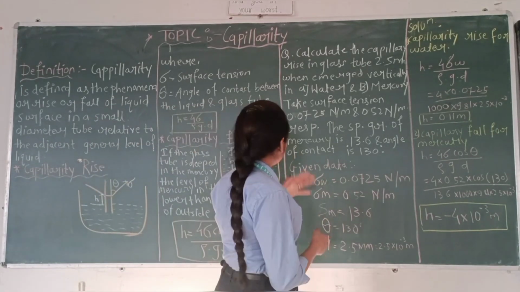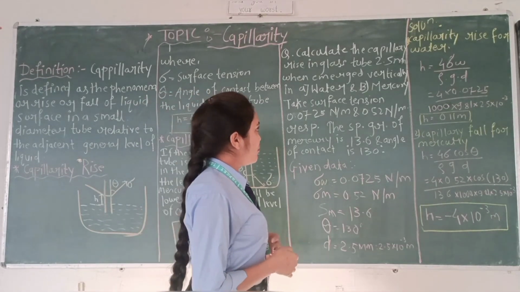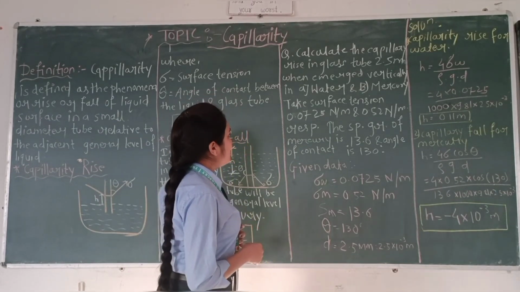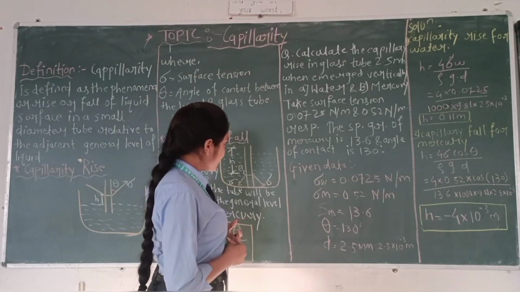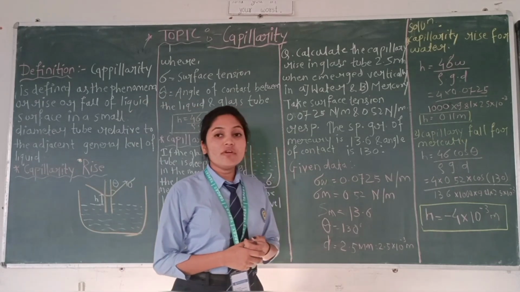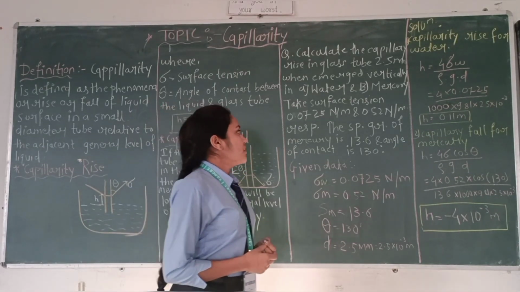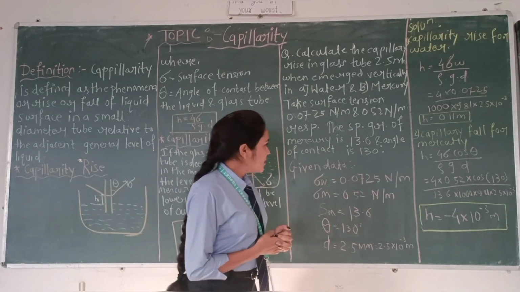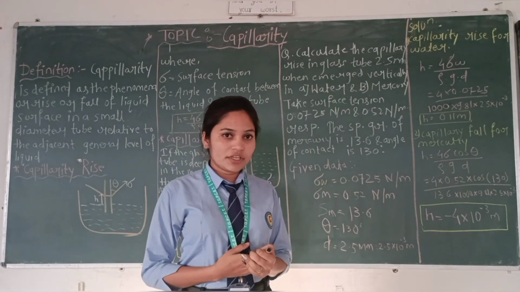So let's start the numerical. Calculate the capillarity rise in a glass tube of 2.5 mm diameter when immersed vertically in water and mercury, taking surface tension as 0.0725 newtons per meter and 0.52 newtons per meter respectively. The specific gravity of mercury is 13.6 and the angle of contact is 130 degrees.